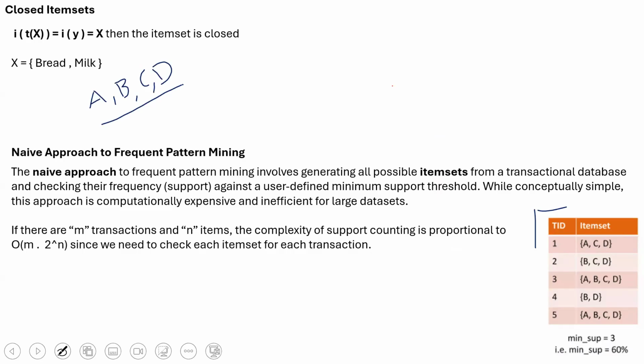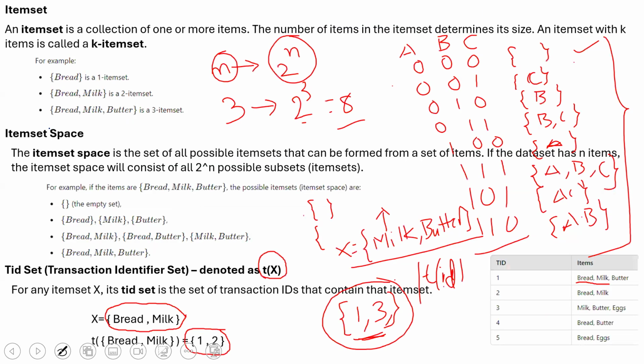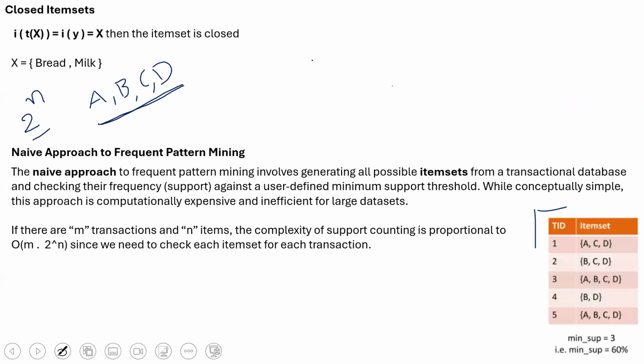How do I create the item sets out of this? As we know, if you are given n number of items, the total number of item sets possible is 2 to the power of n, right? If you're given 3 items, the total number of possible item sets that you're able to create is 8, including the null set. That is what we have seen before. So with the 4 items, you will be able to create 16 item sets, right?